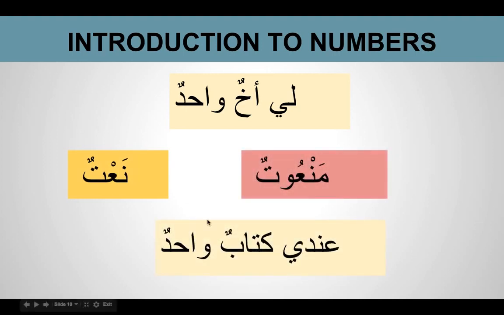So we can say indi kitabun wahidun. So I have one book. So the one comes after the man'ut, kitabun wahidun. So we don't say indi wahidun kitabun. We don't say li wahidun akhun. It will be wrong. So li akhun wahidun, indi kitabun wahidun.